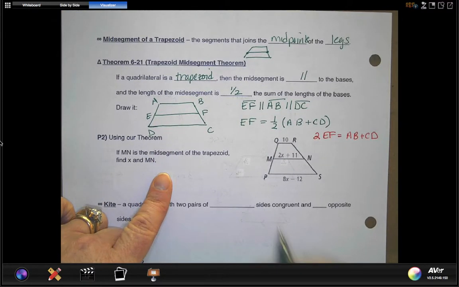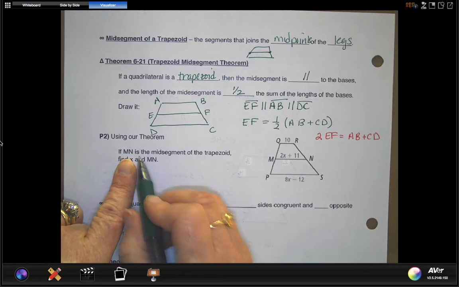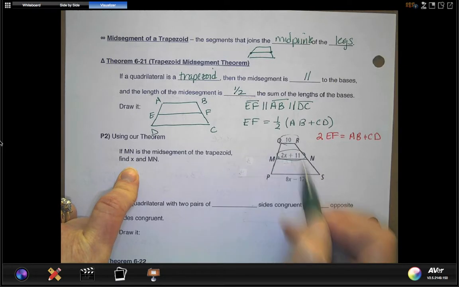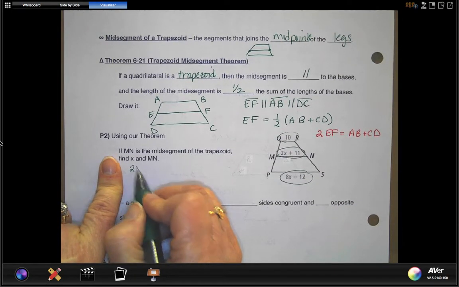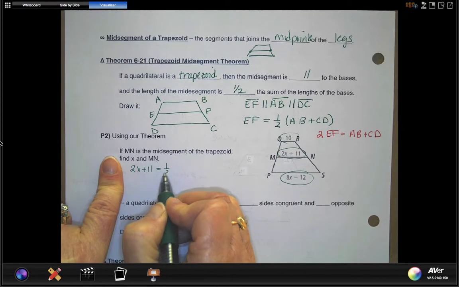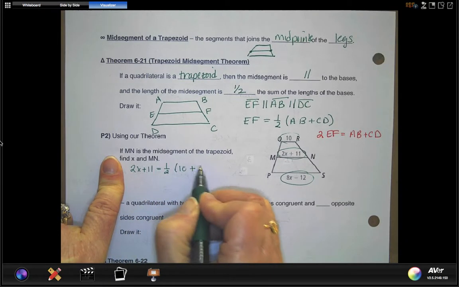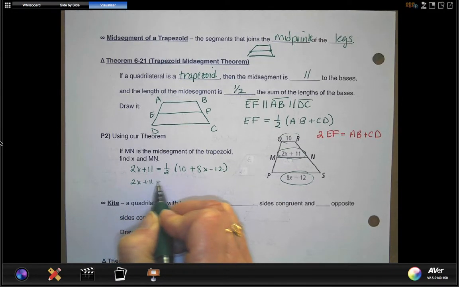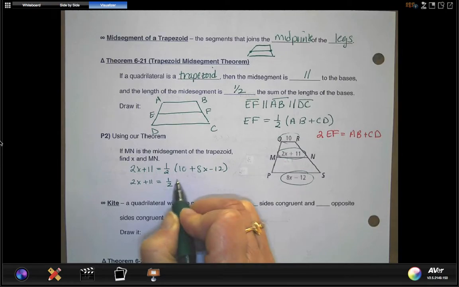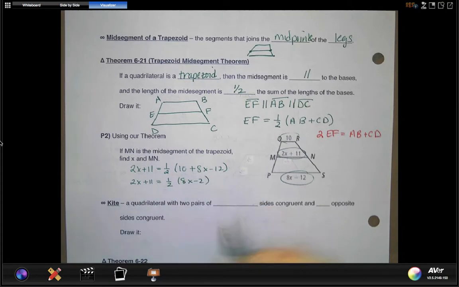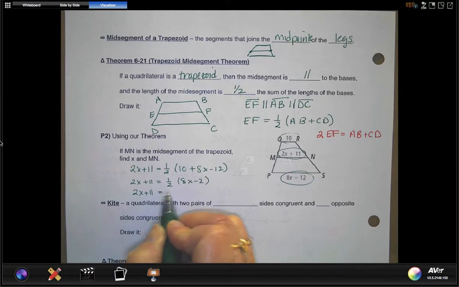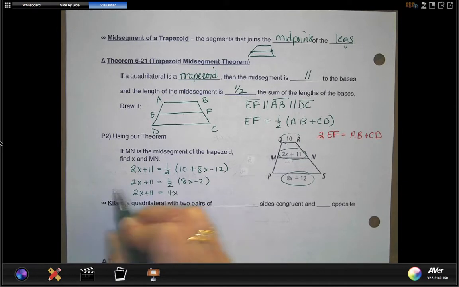So using that theorem, it says MN is the midsegment of the trapezoid, find x and MN. So this right here is half those two sides. This ends up being 8x minus 2. You could multiply both sides by 2, or you could distribute the 1/2. These are even numbers, so it's not hard to distribute the 1/2. If they were odd, I probably would multiply both sides by 2.